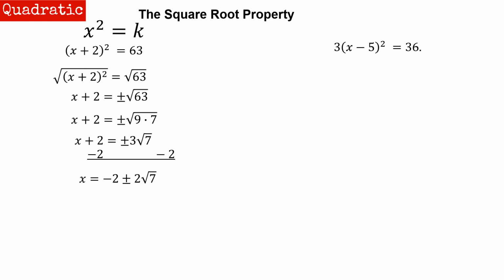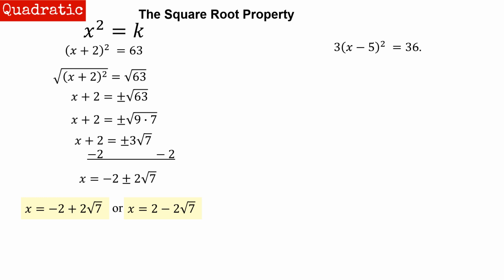Now this is a correct answer, but for some instructors and some books, they want you to rewrite it as 2 separate answers. If you need to rewrite it as 2 separate answers, you will have x equals negative 2 plus 2 square root of 7, or x equals negative 2 minus 2 square root of 7.